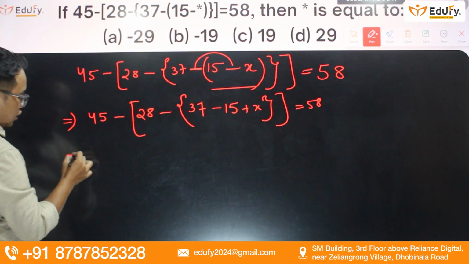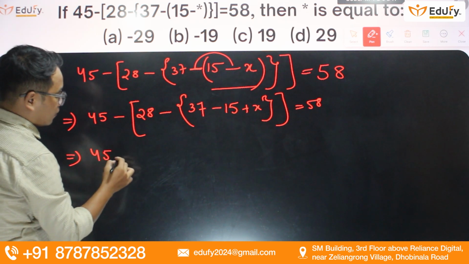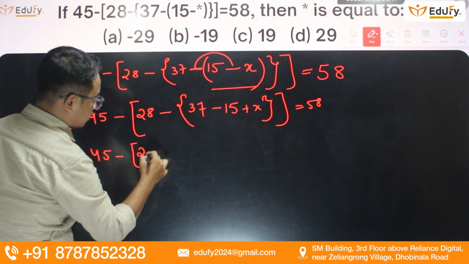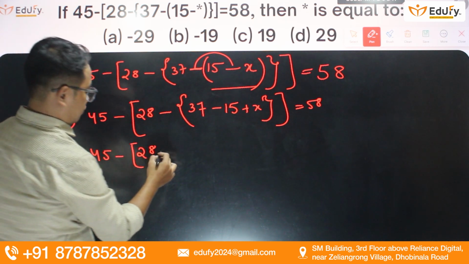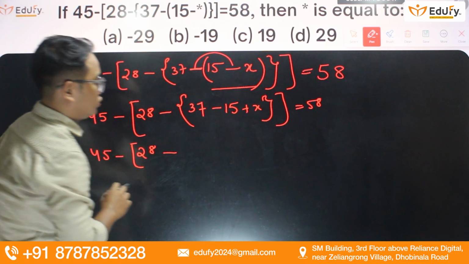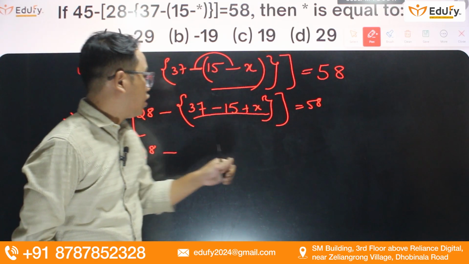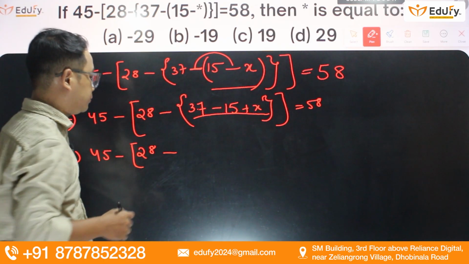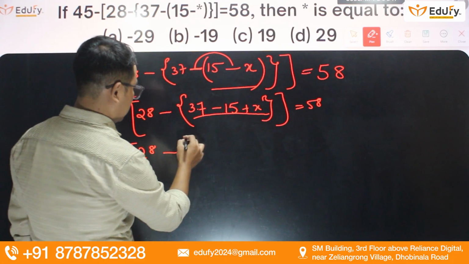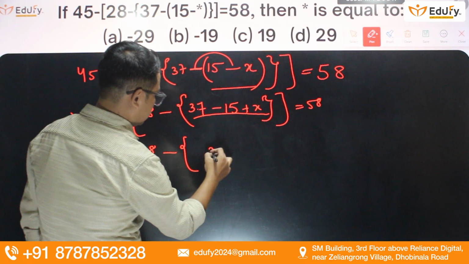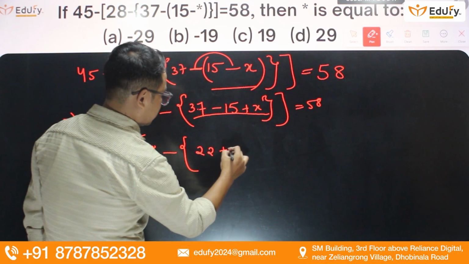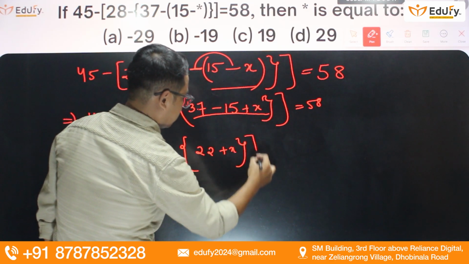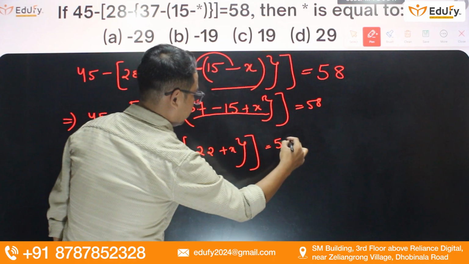Okay. Now we have this 45 minus 28. Then we have minus here. Now, in this bracket, this is a number, so I can subtract these two. Okay, so here, I will be getting, put it here, bracket as this. So 22 is what I'm getting here. And then this is plus your x. Same brackets, and this is equal to 58.